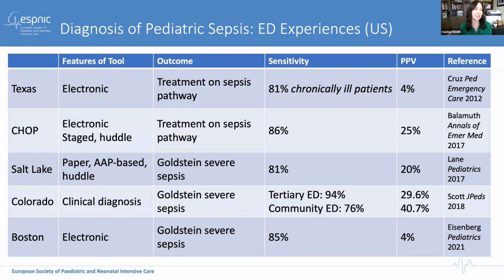And I sort of set this as anything we're going to implement has to perform as well as our doctors are already doing. However, our community ED, which saw less acute pediatric patients, had a much worse sensitivity. So you can look at that and say that community ED could benefit from one of these other tools that has been implemented. That would improve our sensitivity.